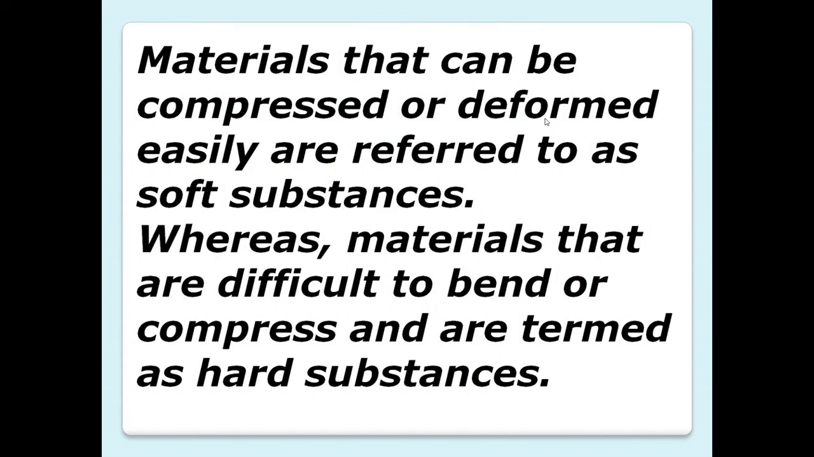Materials that can be compressed or deformed easily are referred to as soft substances. Whereas materials that are difficult to bend or compress are hard. For example, rock. We cannot compress the rock easily. We cannot bend the rock easily. We cannot bend the metal easily. So, these metals, rocks, stones, etc., can be termed as hard substances or hard materials.